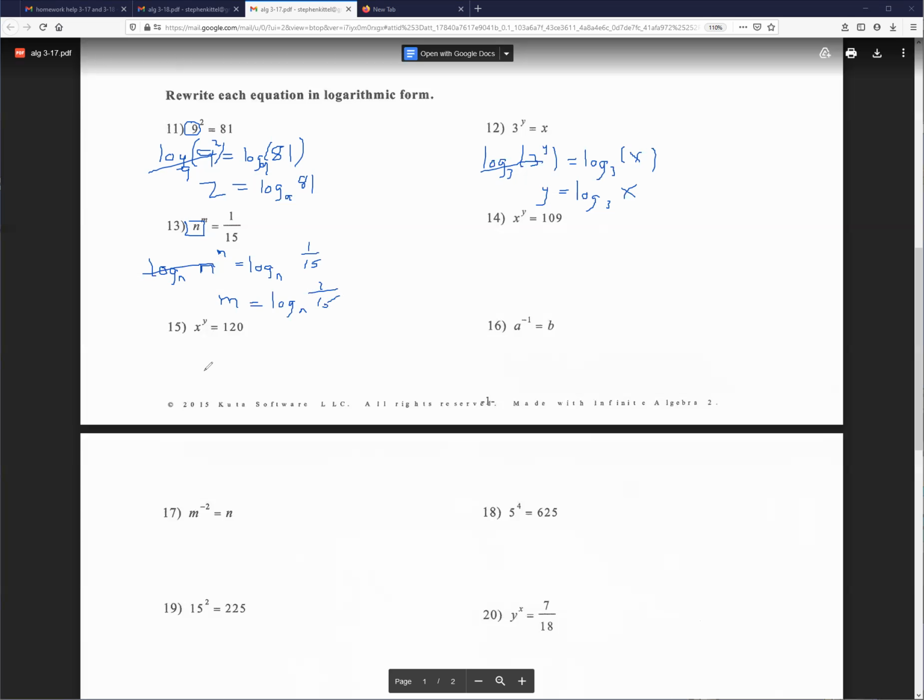And you can basically monkey see, monkey do your way through the rest of this. Log base x of x to the y is log base x of 120. Cancel. Y is equal to log base x of 120. And this is how it goes for all these questions. You're just going to apply this process.